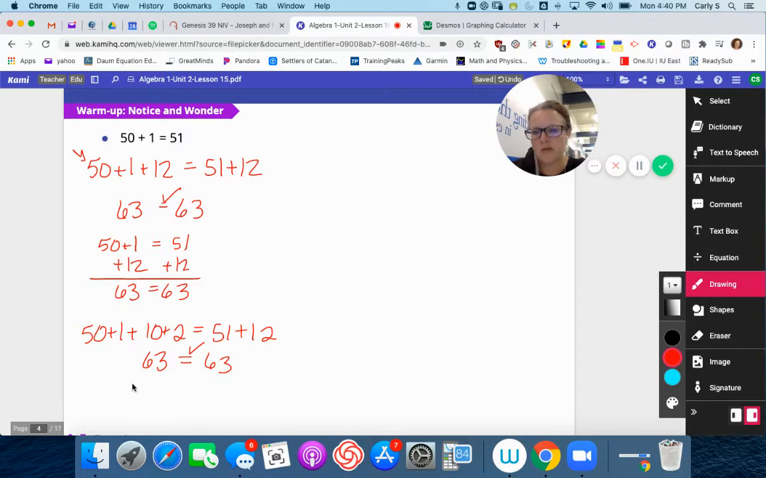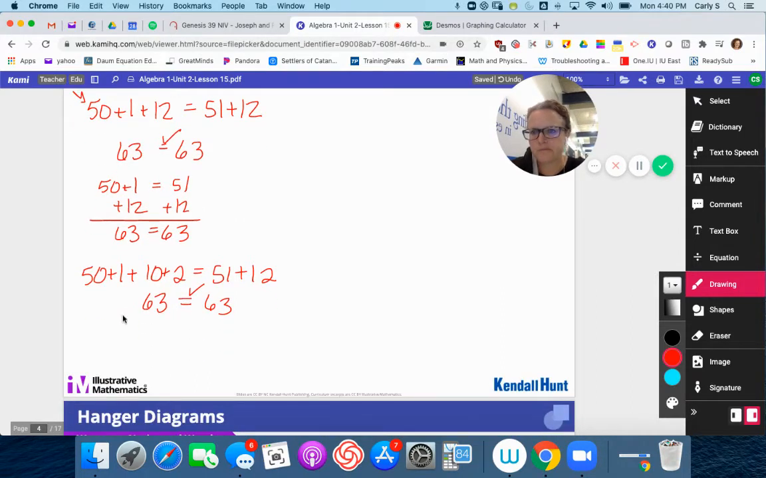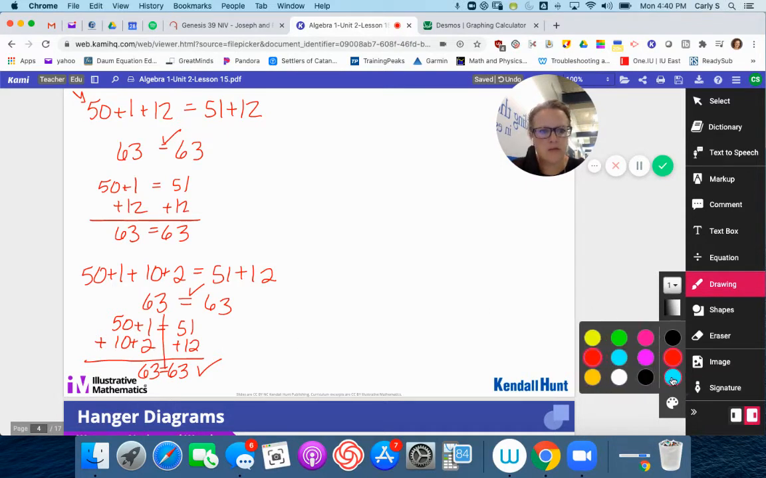And again, I could write this. Let me move my screen a little bit. 50 plus 1 plus 10 plus 2 equals 51 plus 12. You know, keeping my line down the middle. And it's still going to be 63 equals 63. Okay, that is true. All right, so it doesn't matter which way I write it, because if we look at this, 10 plus 2 is the same as 12. So I'm adding 10 plus 2 to the left and 12 to the right. They're the same, they just look different, right?